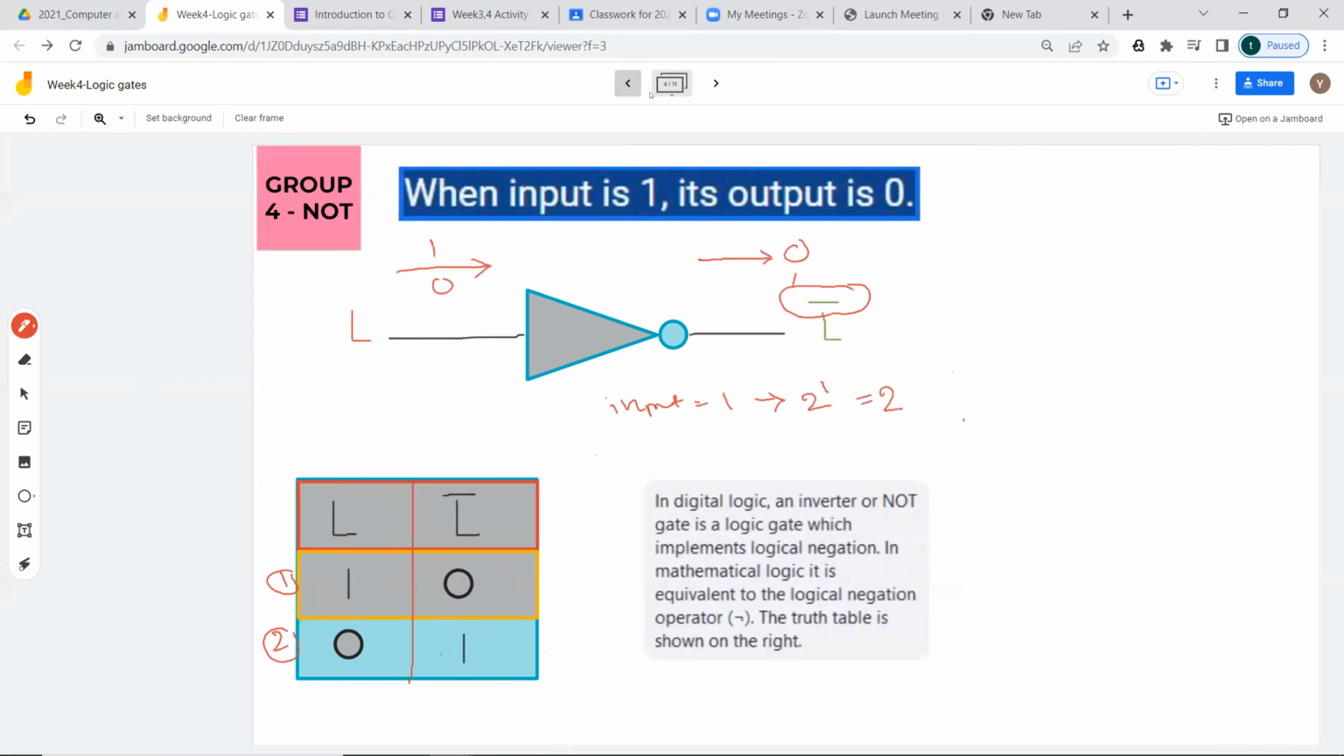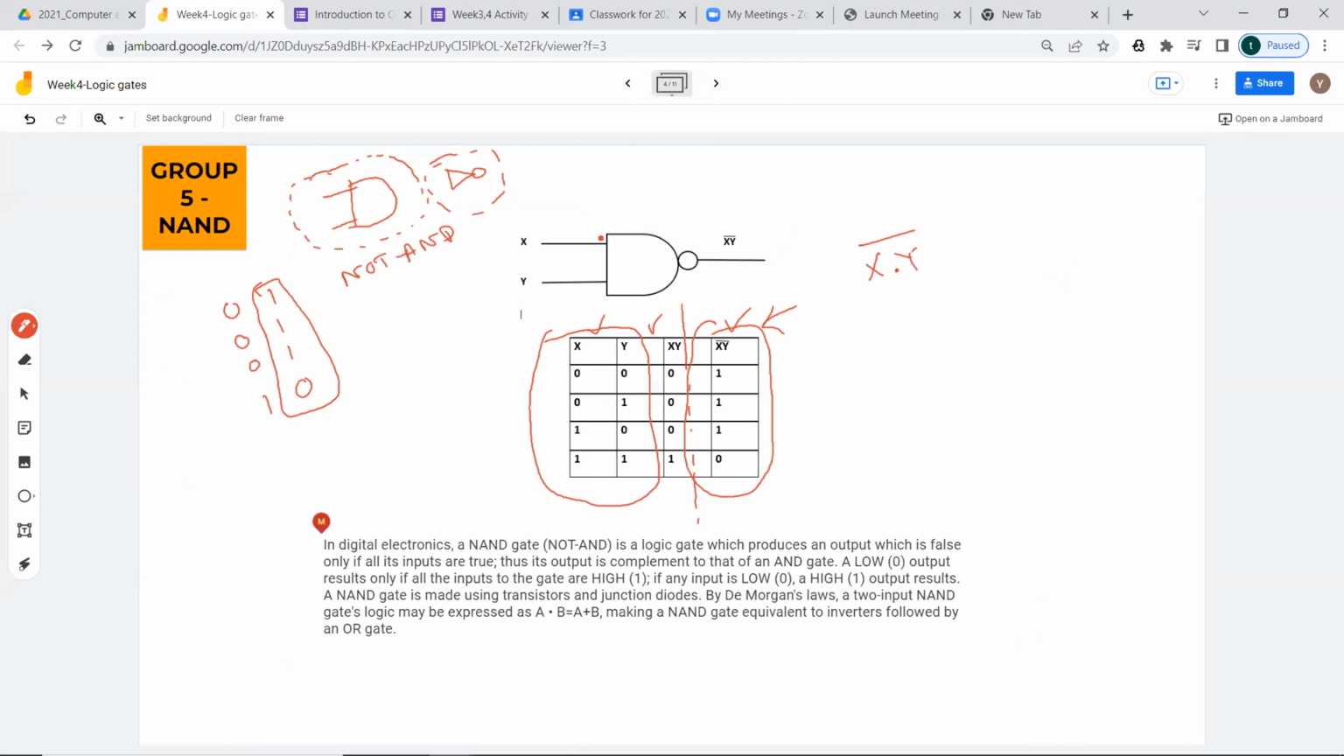Right. And the symbol, see, here you have the part of AND, here you have the circle of NOT.